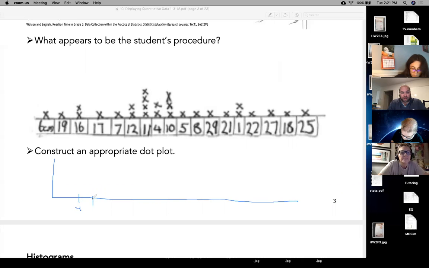And then we have a 5. Now, how many 4s are there? Two 4s. Isn't there a 1 all the way to the right? Oh, hello. There's a 1. Okay.